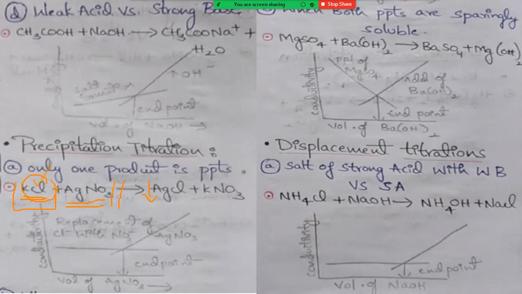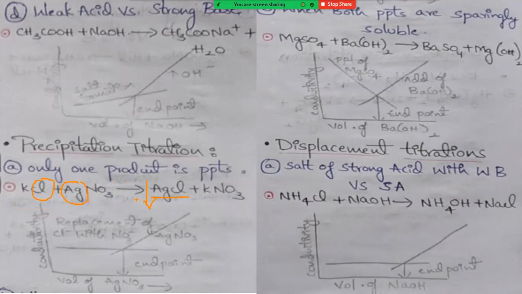So how can these soluble chloride ions be captured as a precipitate? By adding a precipitating agent, which has silver ions. These will capture the soluble chloride ions present in the solution and form AgCl. So AgCl is the precipitate. That is the reason this is called precipitation titration.